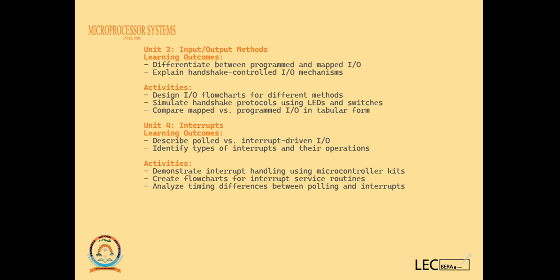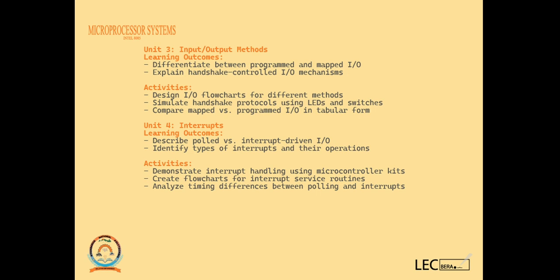And then Unit 4, of course, is going to be about interrupts. Microprocessors, sometimes you need to interrupt them to do other things apart from the main program, and thus we are going to discuss them under Unit 4. So we'll describe the difference between polled versus interrupt-driven input-output, and then we are going to identify types of interrupts and their operation, including the priority of those interrupts.